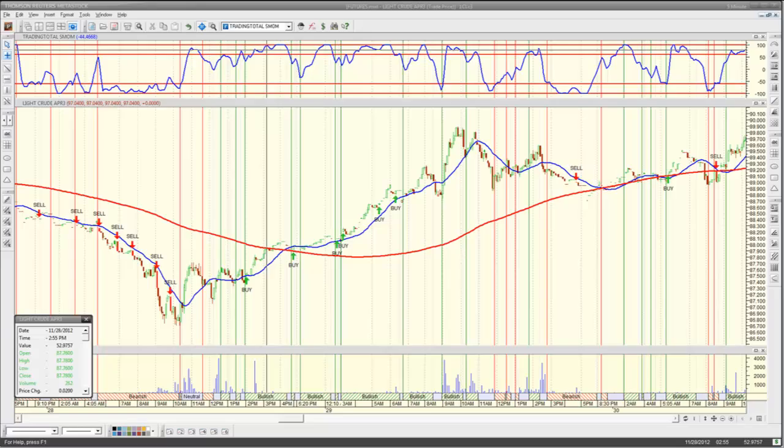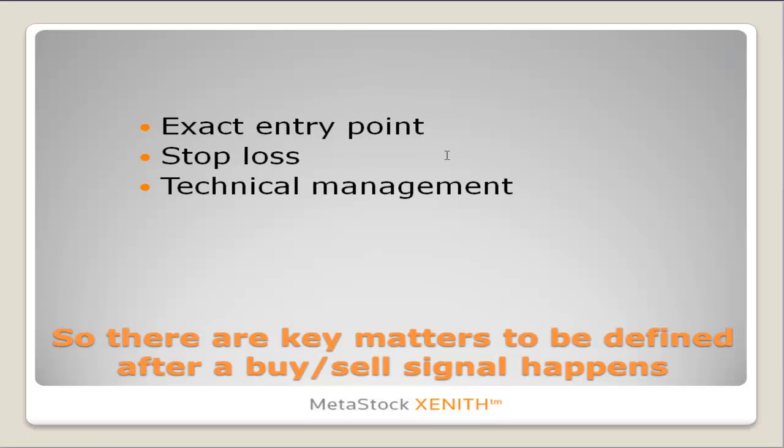And let me now talk a little about these 3 points. Huge topics, everyone, because once you detect the buy or sell signal, you have to define key matters. You have to define the exact entry point, the stop loss, and the technical management. Of course, we can't cover all these topics today, but let me show you what we used to do, at least in this entry point, okay?